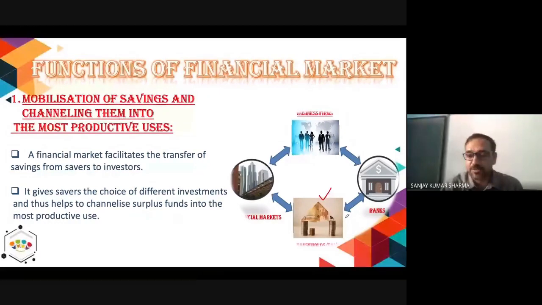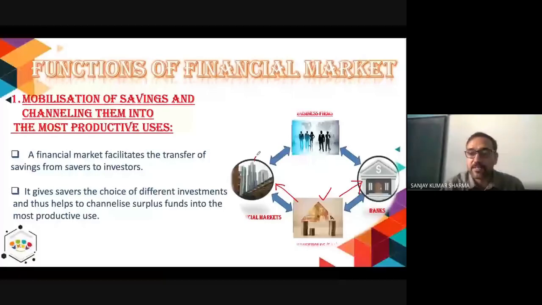Either they deposit it into bank, like FD or in saving bank account or recurring and all this. So they deposit into bank, number one, or they buy the shares of other companies. Means that they invest in capital market. So both the ways, either they deposit into bank or they invest in financial market, the capital will reach to business or the industries. Making sense?